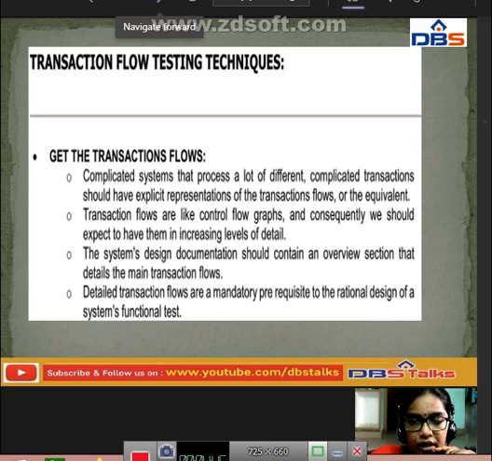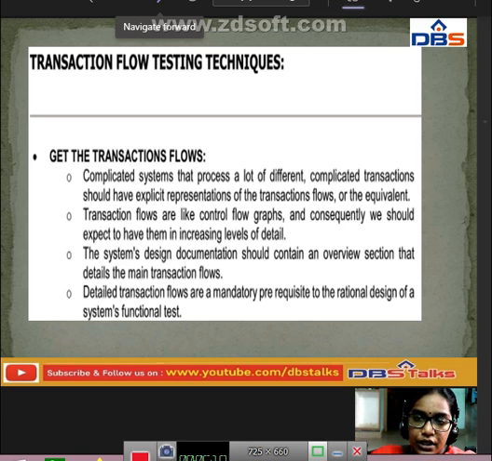And here, in the overview section, we are going to maintain the transaction flows. The systems design documentation should contain an overview section, and it contains the details of the main transaction flows. The systems design documentation is somewhat different, and it should contain an overview section that details the main transaction flows there.